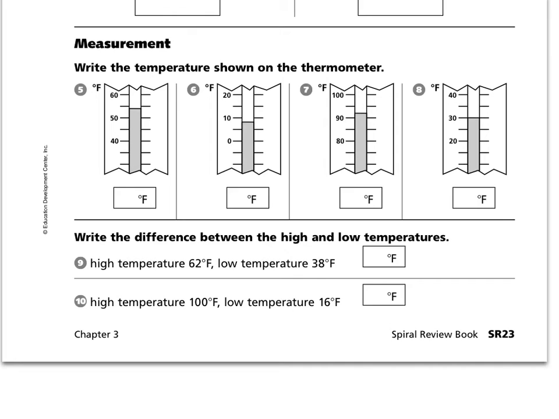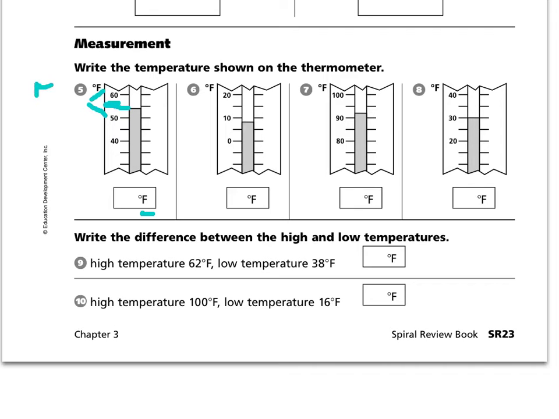Let's move on to the measurement section where we're going to write the temperature shown on the thermometer. So all of these are going to be Fahrenheit ones, and they already have the label down there for you for each answer. Now number 5, I need to figure out where it's pointing to. First, I notice that it's between 50 and 60, so I know that my number is going to be in between there.